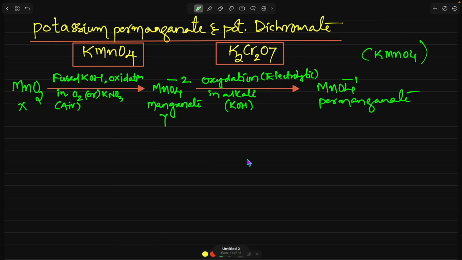Right. So this is potassium permanganate and potassium dichromate. We will see the preparations. When MnO2 is treated with fused KOH in presence of oxygen and KNO3, it gives us MnO4 minus 2.